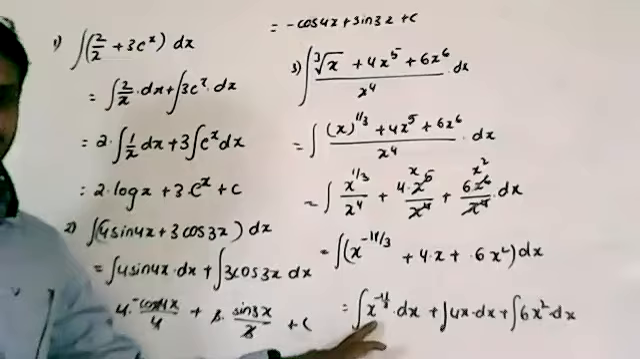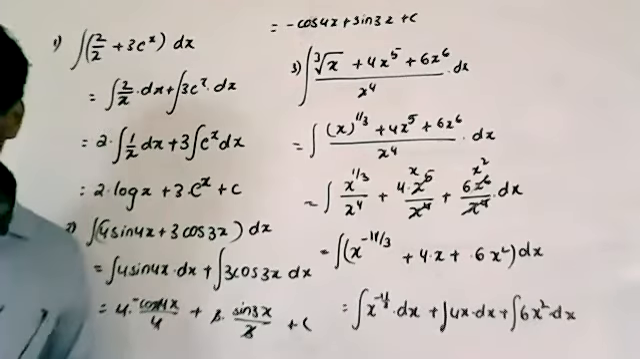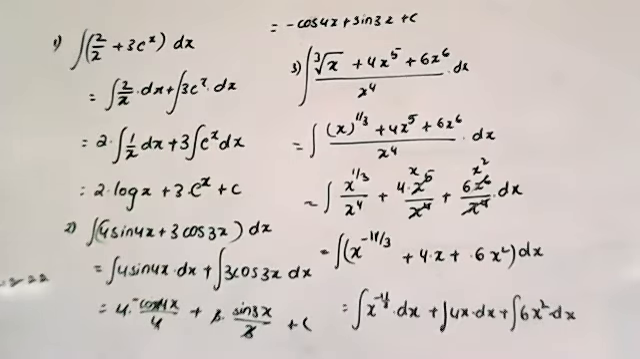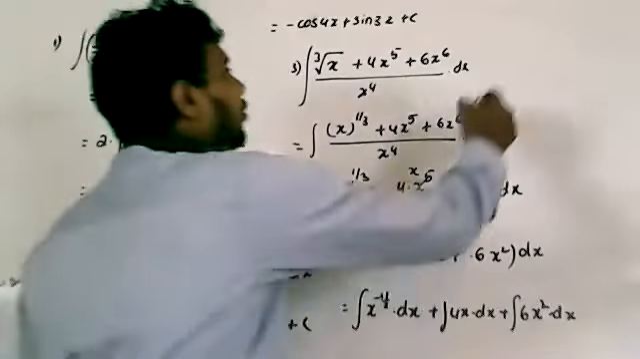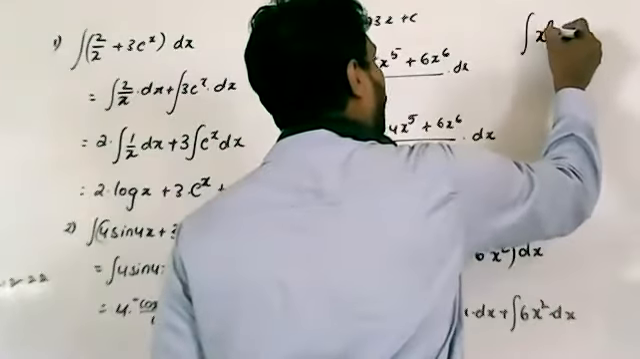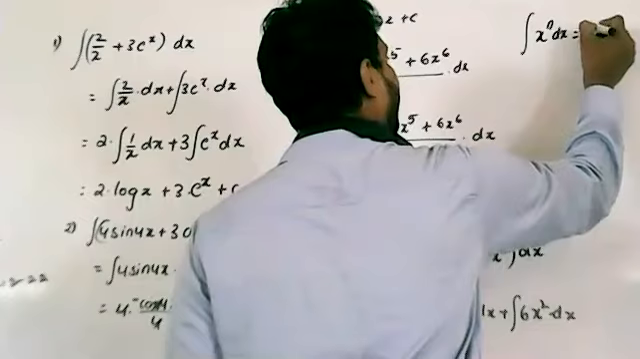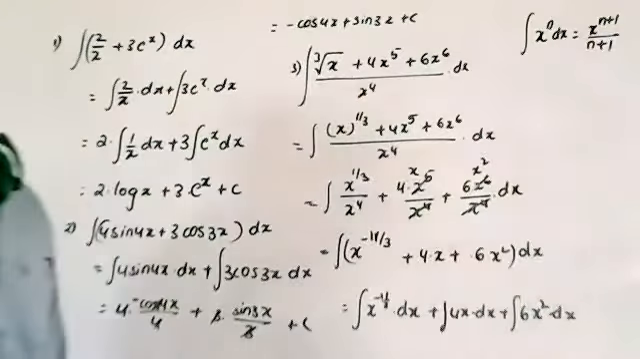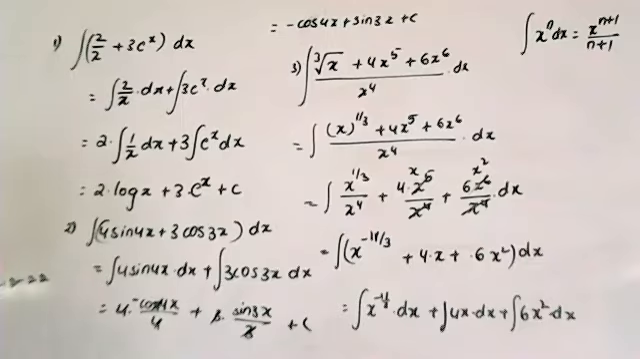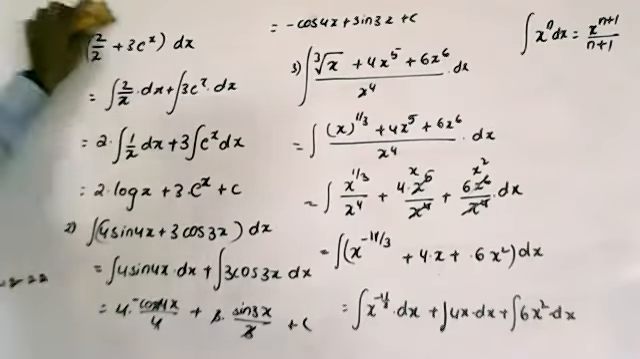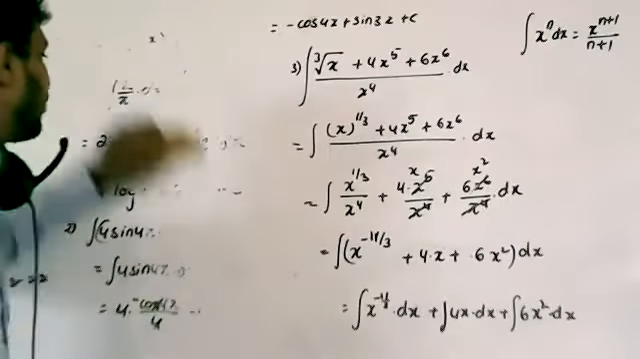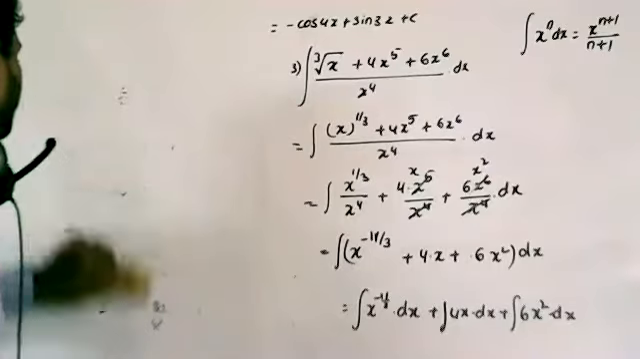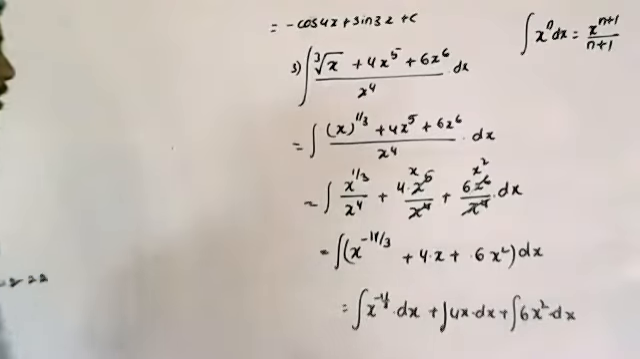Now it looks like integration of x to the power of n dx, but in the place of n we have minus 11 by 3. Now we know that integration of x power n dx value is x power n plus 1 by n plus 1. You know this formula. Clear? Now according to that formula, if I expand each and every term, then the values will be like this.